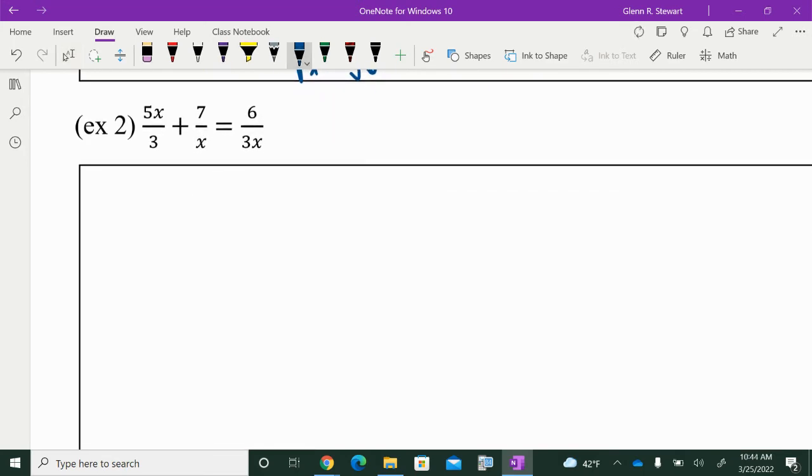Okay, take a look at example number 2 here. In order to simplify using cross multiplication, we need a common denominator. So this is where the LCD comes into play. We're mainly just looking at the left side. If you notice here, we've got a 3 in our left fraction, and in our right fraction, we have the x. So I'll need to multiply that one by x on both sides. And then over here, I'll have to multiply this by 3 over 3.